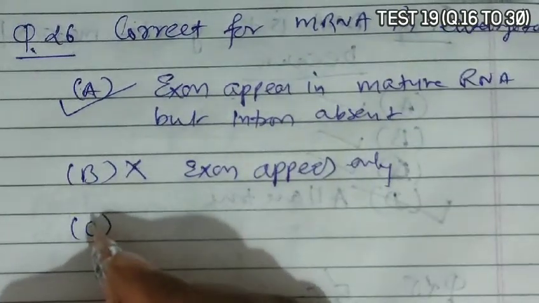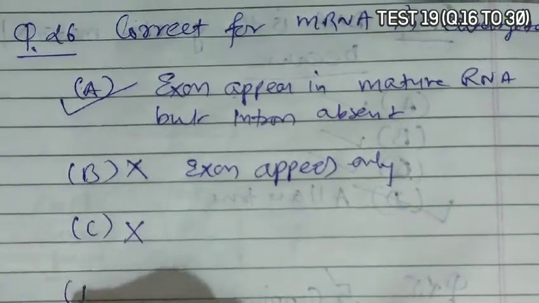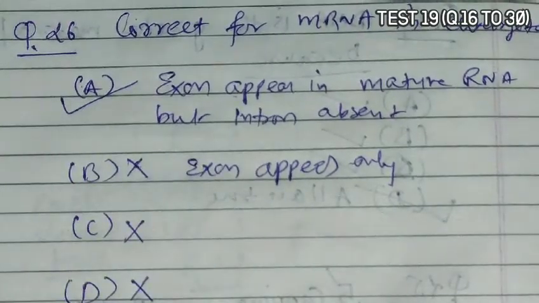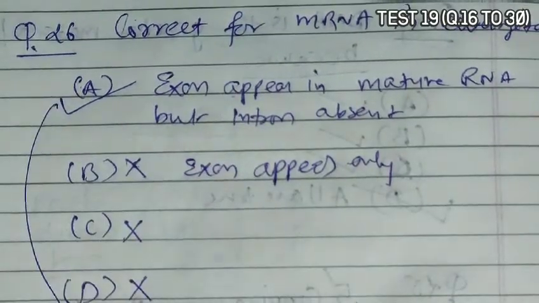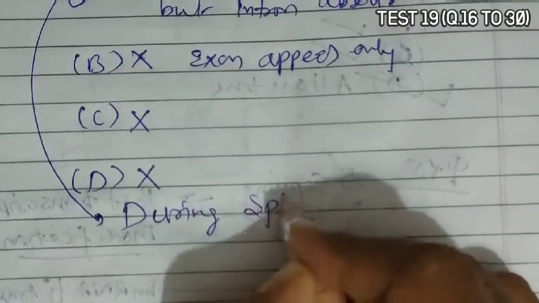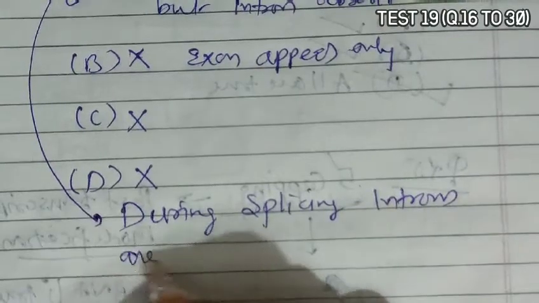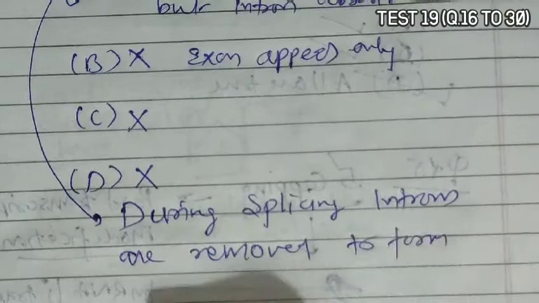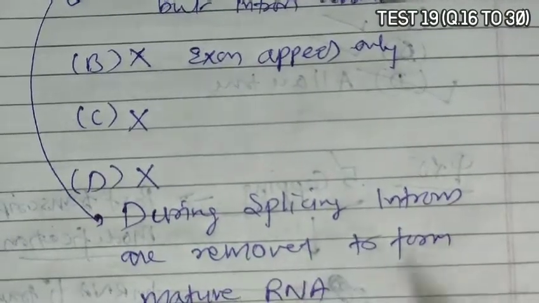C is given as intron appear but exon do not appear. Actually exon appear, intron do not appear, so it is also incorrect. And exon and intron both appear in mature RNA, so it is also incorrect. So A is the correct answer, that during splicing, introns are removed to form mature RNA.